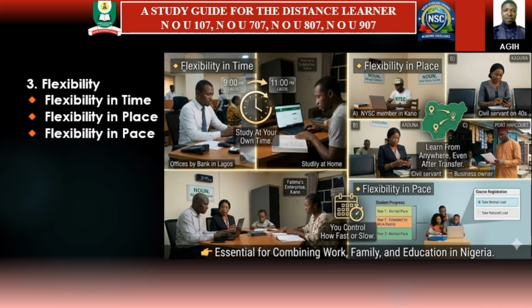We have flexibility in pace. You control how fast or slow you complete your program. You can take fewer courses, extend your study duration if needed. So this is very important in Nigeria, where many students combine work, family, and education at the same time.